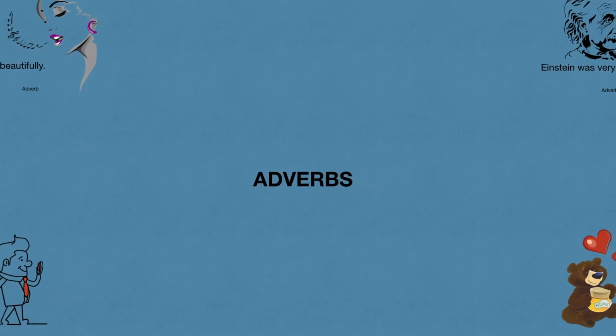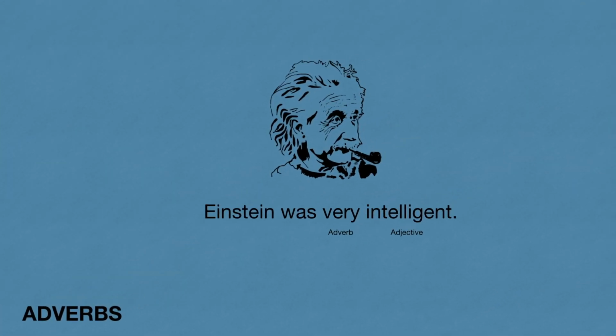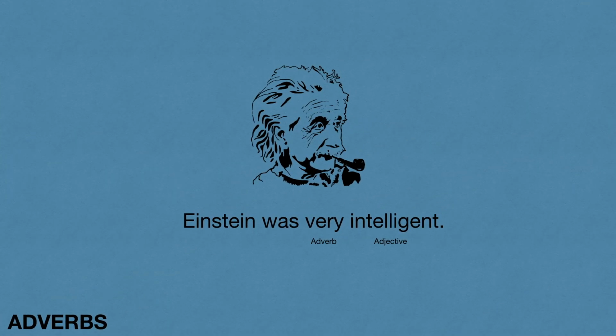But an adverb can describe more than just a verb. It could even describe an adjective. Take for instance the sentence, Einstein was very intelligent. Intelligent is an adjective that describes the subject Einstein. But the word very tells us the degree, intensity, or amount of Einstein's intelligence. How intelligent? Very intelligent. So very can be called an adverb of degree.